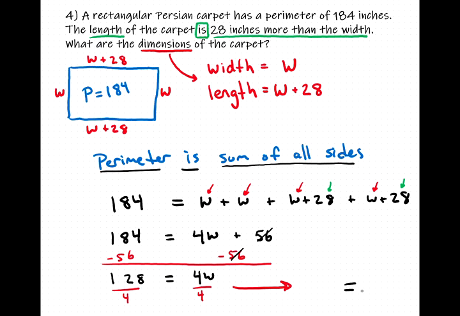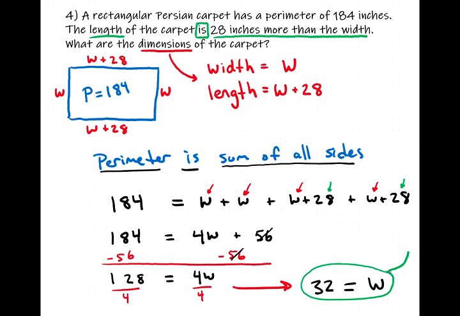All right, so the times 4 and the divide by 4 on the right-hand side cancel, leaving us just with a W. And on the left, we have a 32. 128 divided by 4, if you want to use a calculator for that, the width is 32. Now, we haven't answered the question fully. The question doesn't say what is the width. It says what are the dimensions, meaning the width and the length.